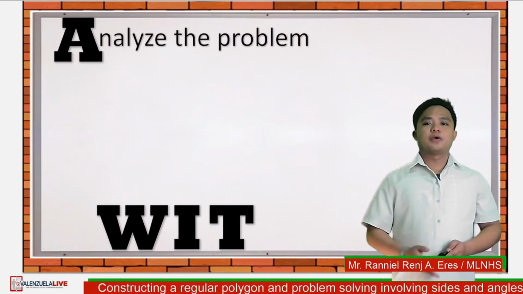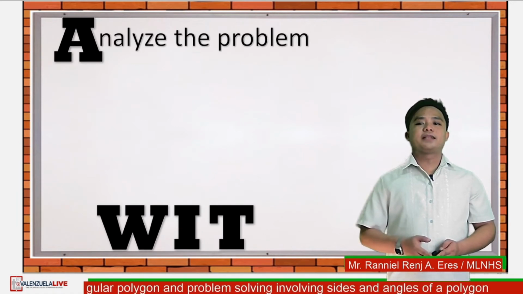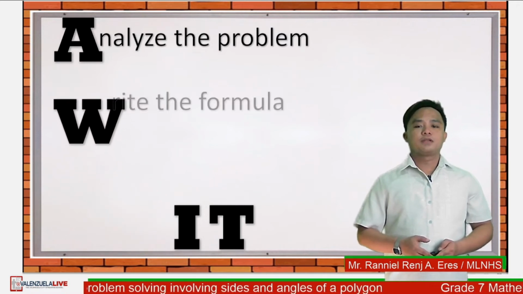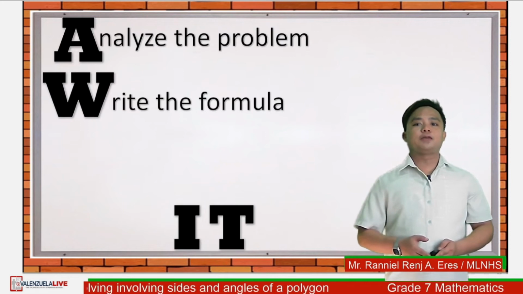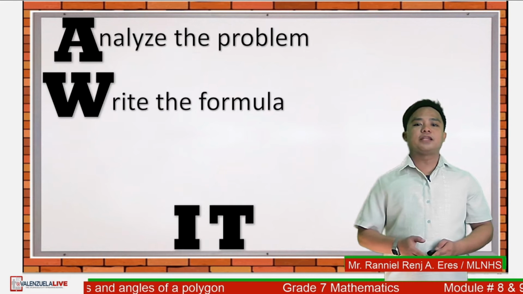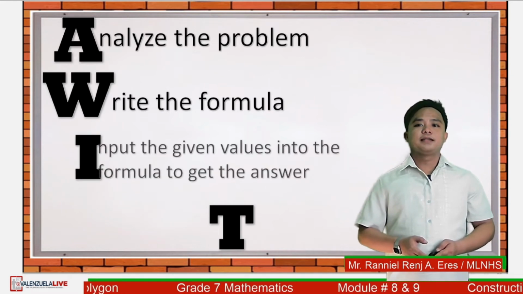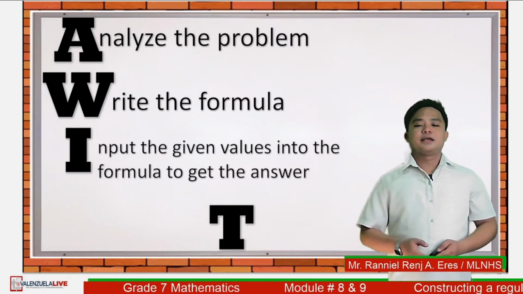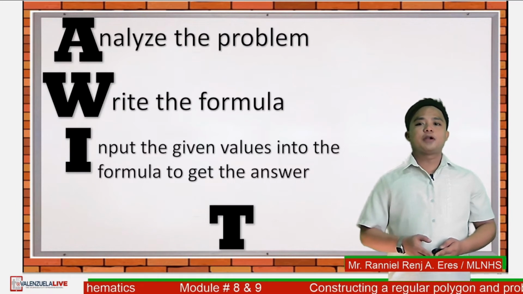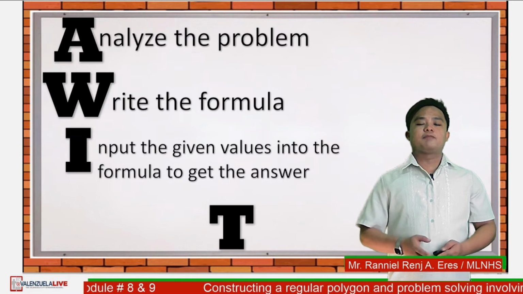Okay, so A is for analyze the problem. We must read and understand the given problem to be able to answer it correctly. W stands for write the formula. Since we already analyzed the problem, we must identify the formula that we need to use. Next is I, for input the given values in the formula to get the answer. Using the formula that we chose, let us input the given to get the final answer.